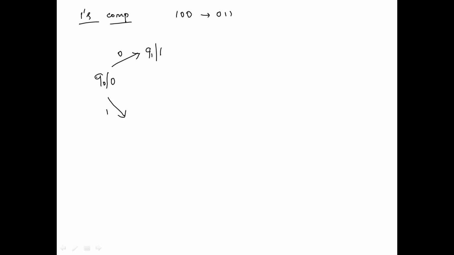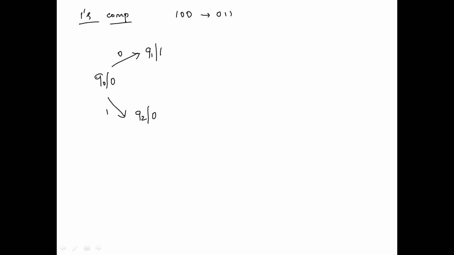Similarly, from Q naught, on seeing a 1, I will have a new state Q2. I have reached Q2 by seeing a 1, so I should emit a 0 because it is 1's complement. Whenever I land on a state, I try to emit an output symbol.